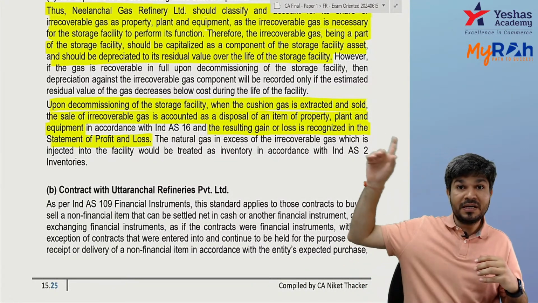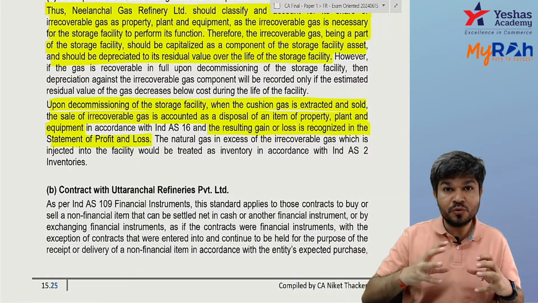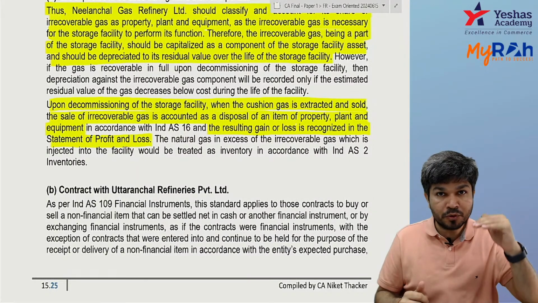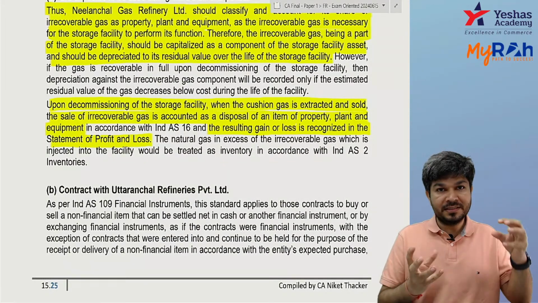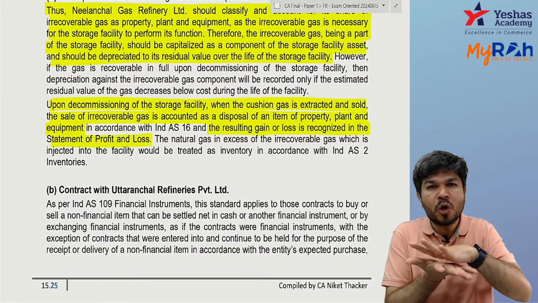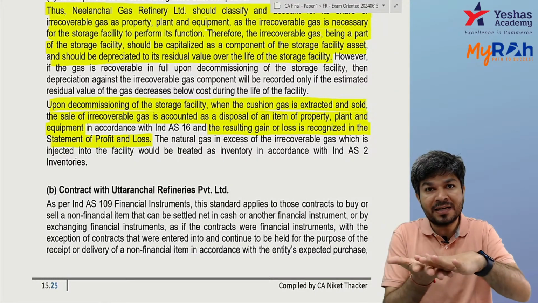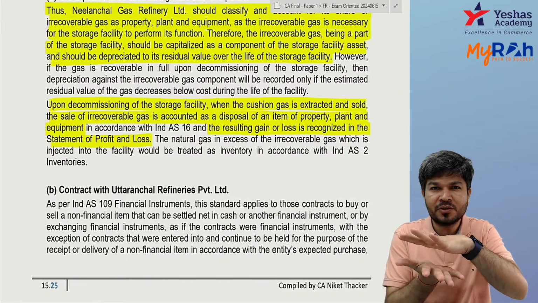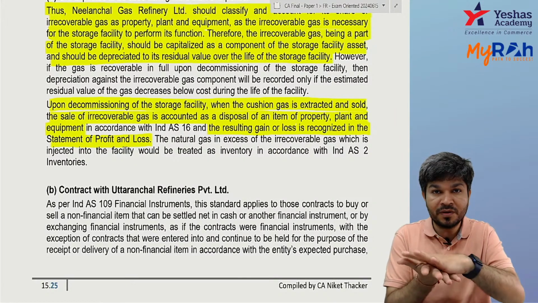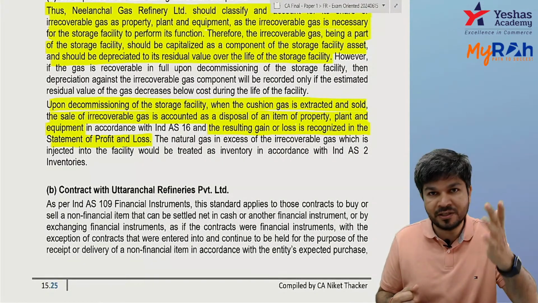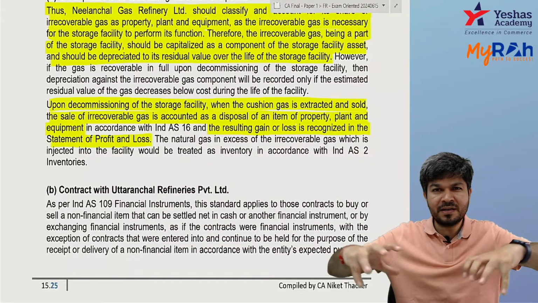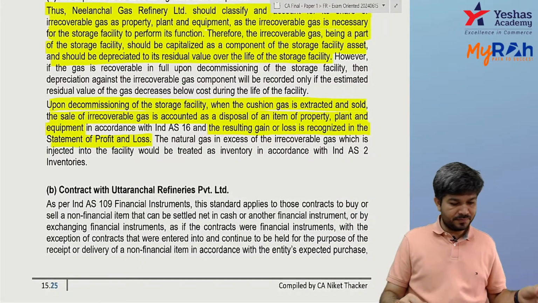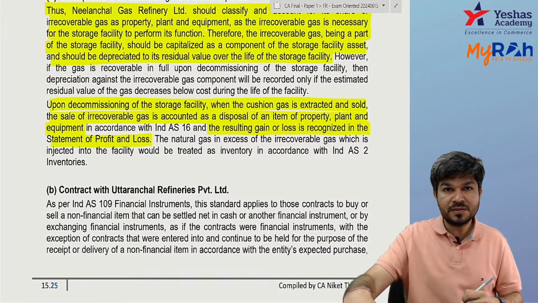Okay. Now, for the dismantling expense, its present value, our share I'll be recording. The entry will be PPE to provision for dismantling. Also, that irrecoverable gas is a part of PPE only, because without that the storage facility cannot work. It will be depreciated over the useful life to its residual value. And lastly, when it's dismantled, taken out and sold, it's treated as a sale of PPE. Did you understand?